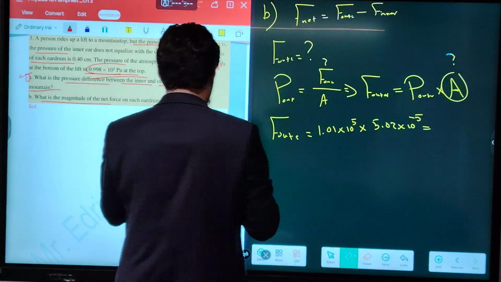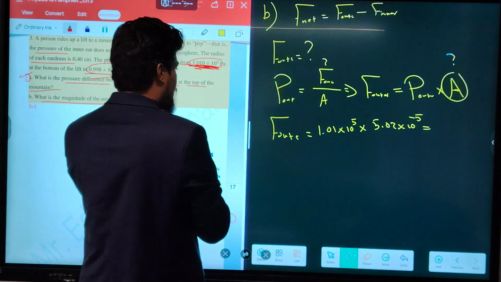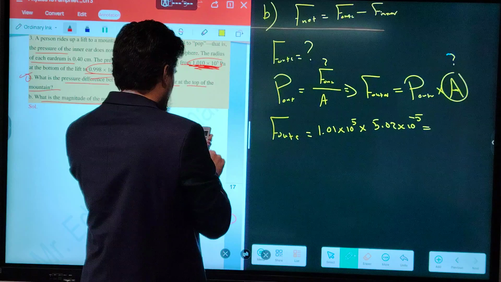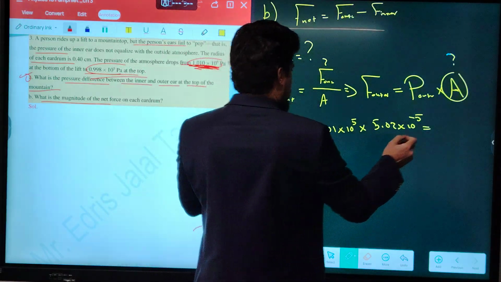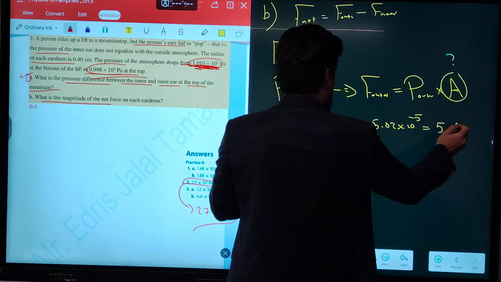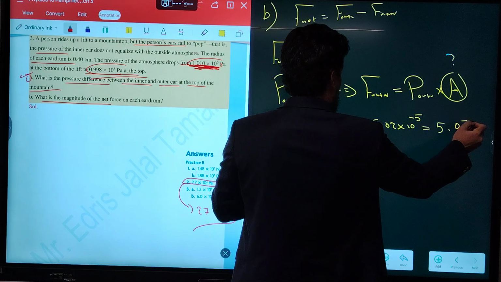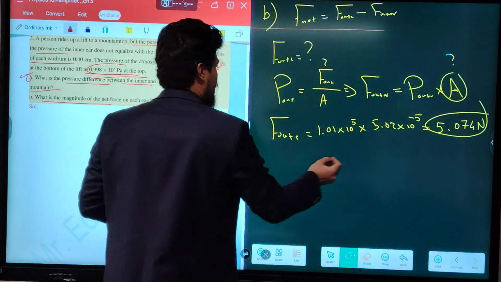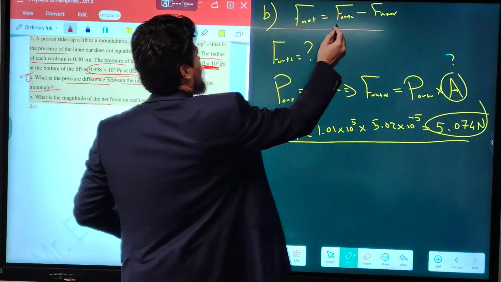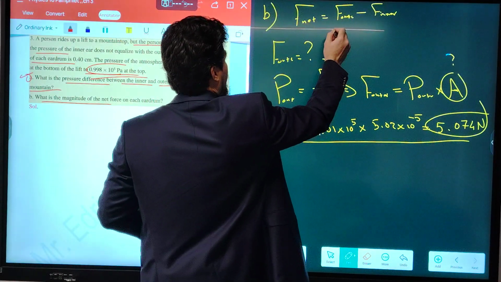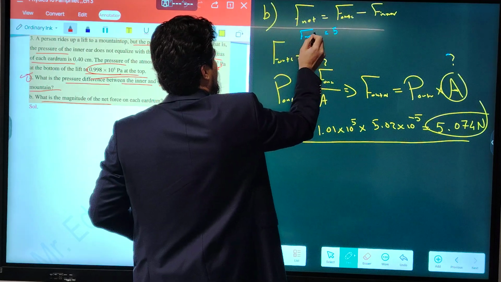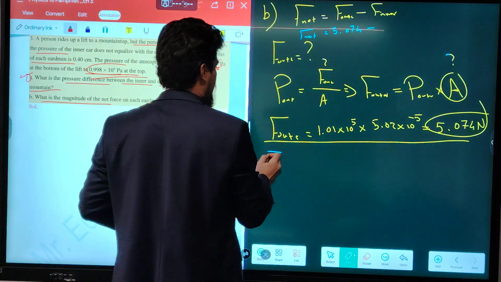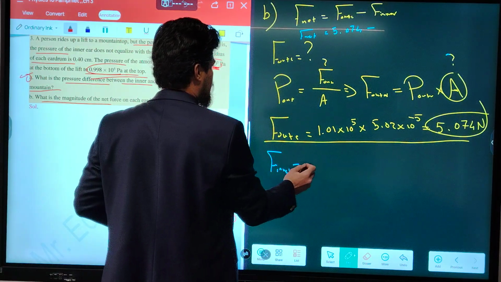The outer force is equal to the area answer multiplied by 1.01 times 10 power 5, which is equal to 5.074, or about 5.07 Newton. This is the outer force. I found the outer force. This is the net force: 5.074 minus the inner force is equal to what?